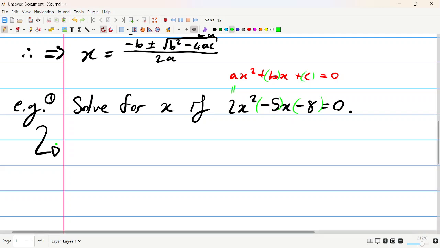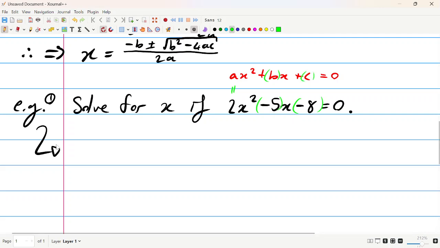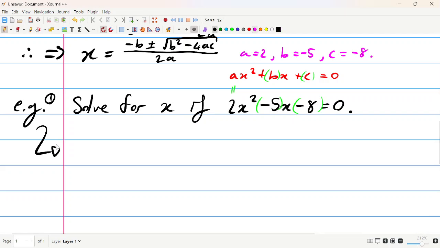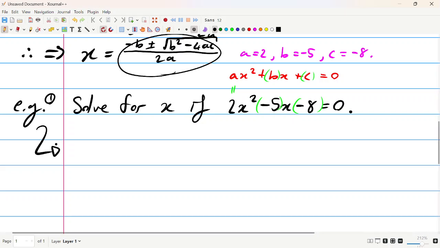So therefore, what we notice is that a is equal to 2, b is equal to negative 5, and c is equal to negative 8. Alright, so that is what we're going to plug into our equation.